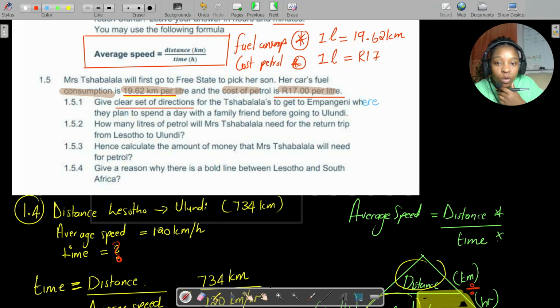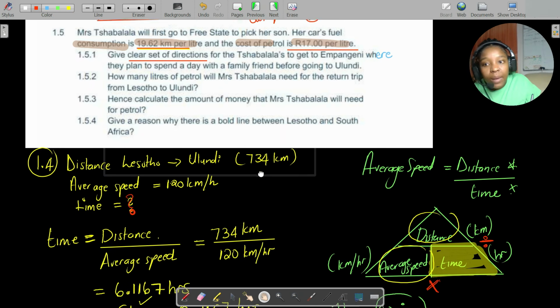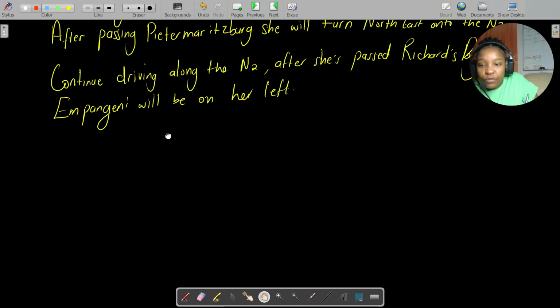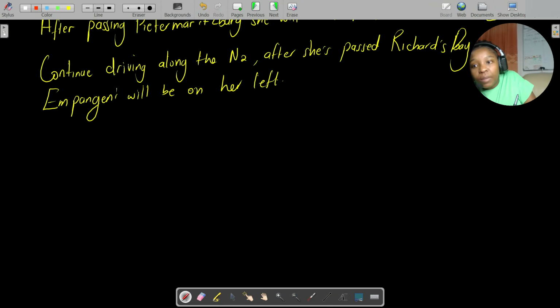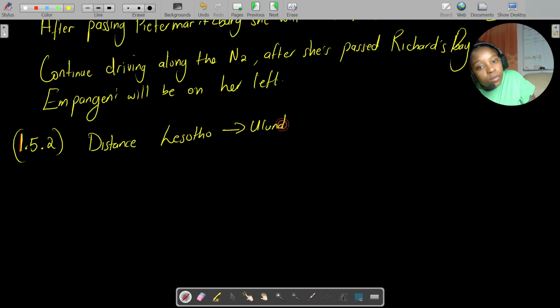How many liters of petrol will Mrs. Shabalala need for a return trip to Ulundi? Remember, just for her to go to Ulundi, how many kilometers will she travel? We said that the distance from Lesotho to Ulundi was 734 kilometers.